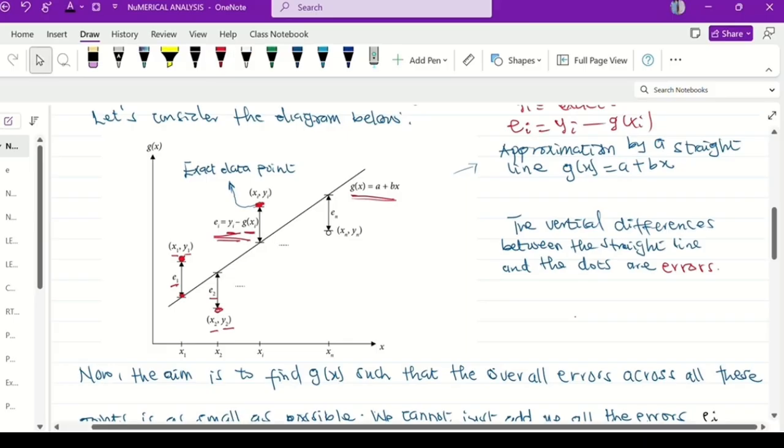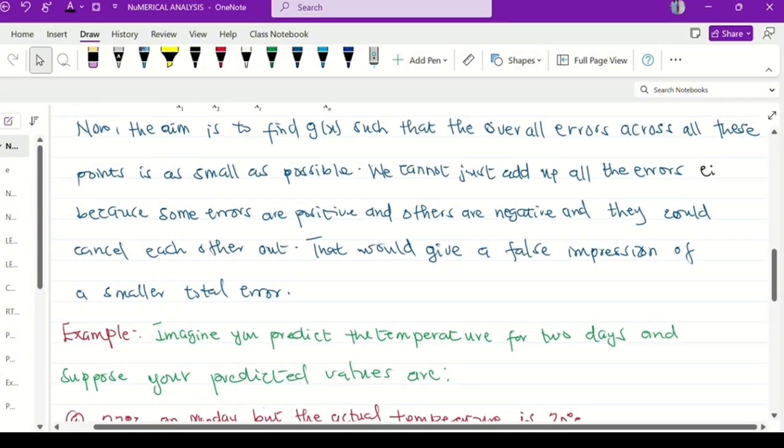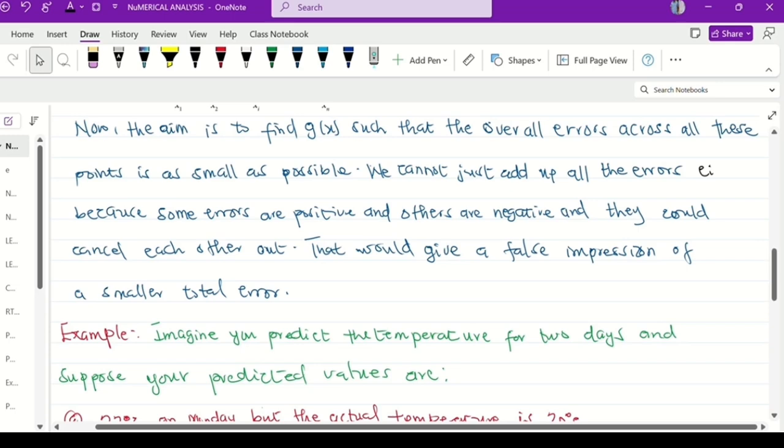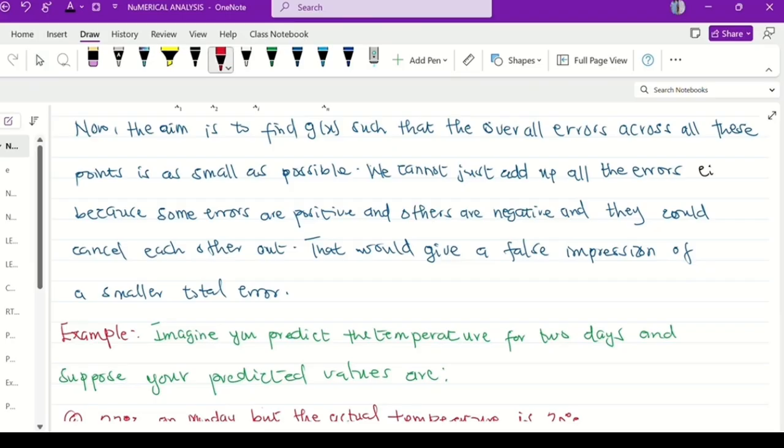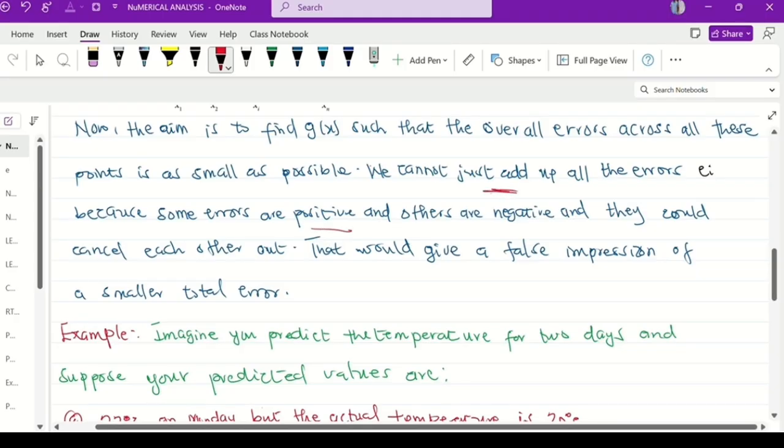So now the aim is to find g(x) such that the overall errors across all these points are as small as possible, as we said earlier. But one thing you have to take note of is that we can't just add up all the errors, because some errors are positive and others are negative, and they could cancel each other out, and that could give a false impression of a smaller total error.